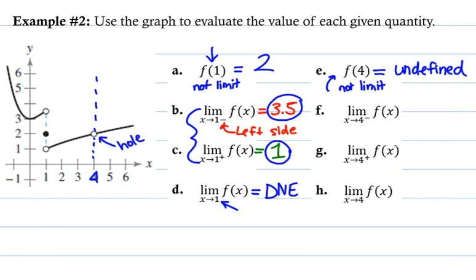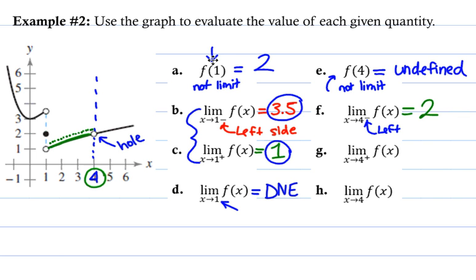F, limits. This time it's the limit as x approaches 4 from the left side. Right? The negative means the left side. This is the left side of the graph when it comes to 4. So as I'm traveling along the left side of the graph, as I get closer to 4, where do I end up? And I end up at a height of 2, or y equals 2. So that's my limit.